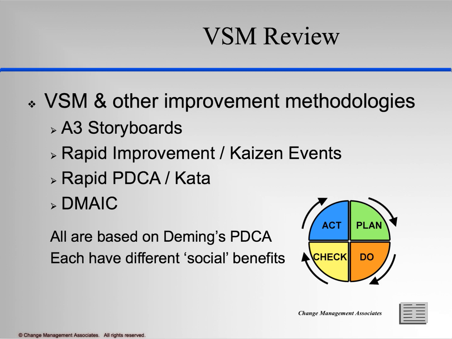Rapid improvement or Kaizen events are short-term, very focused improvement efforts that have what we call a bias towards action, the Do in Plan, Do, Check, Act. To recall, value stream mapping is really just focused on the plan. The Do, Check, Act will come later, typically over a 3 to 12 month period of time.